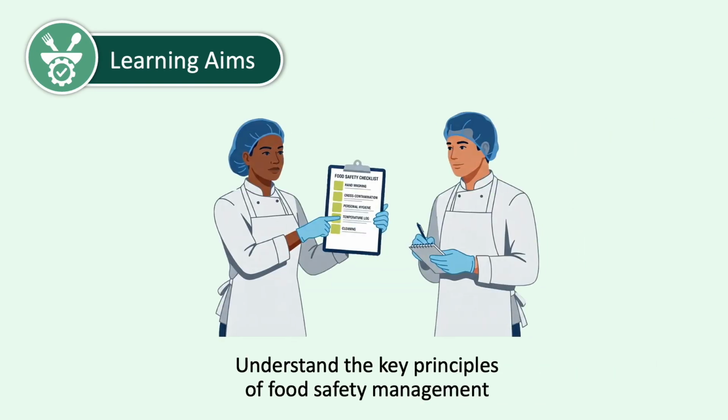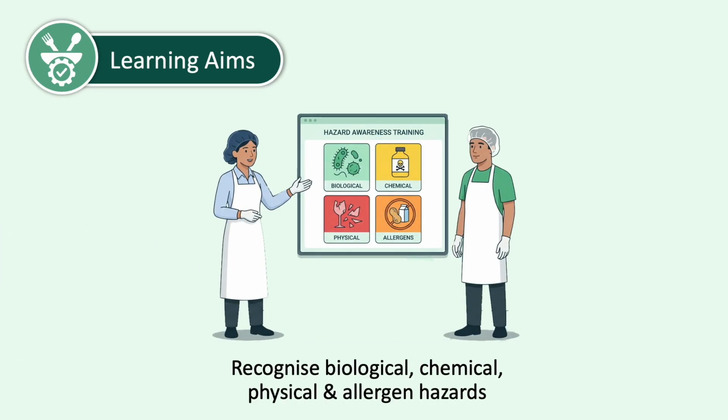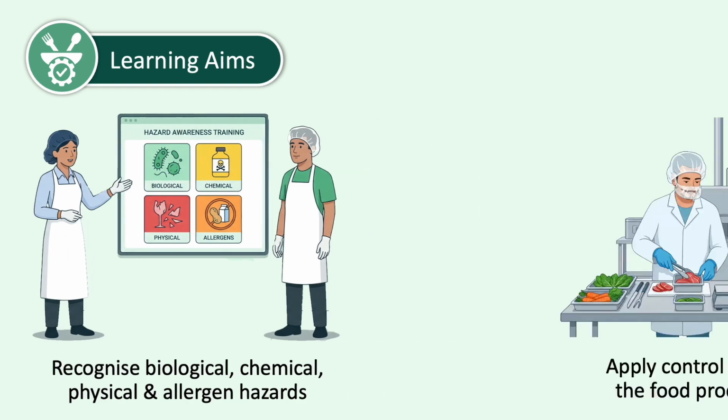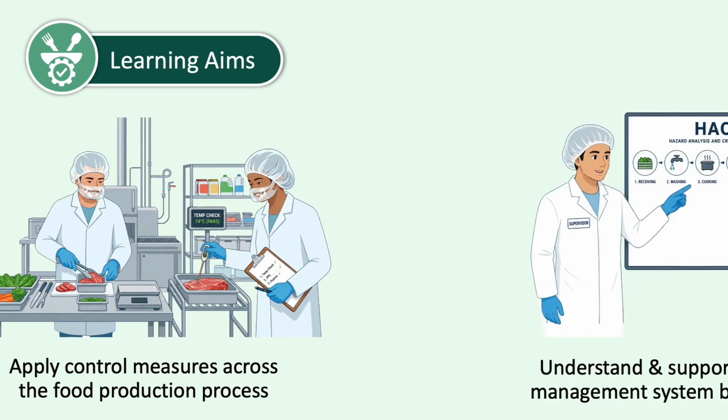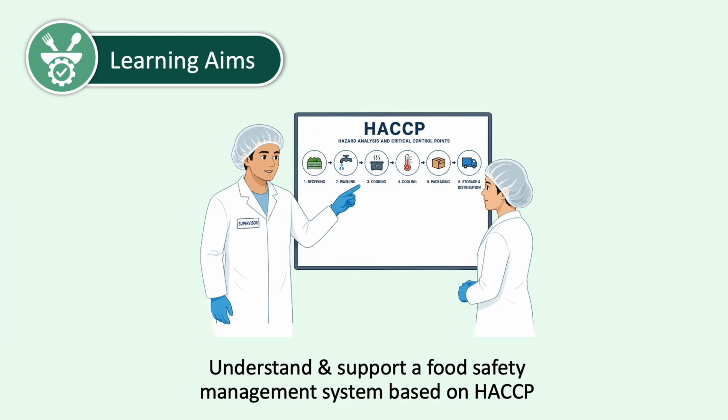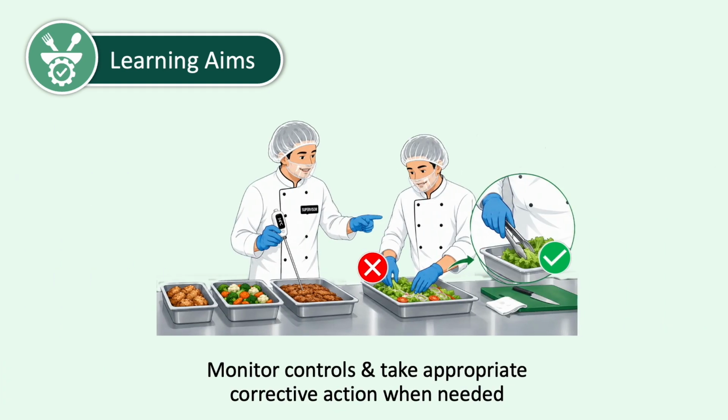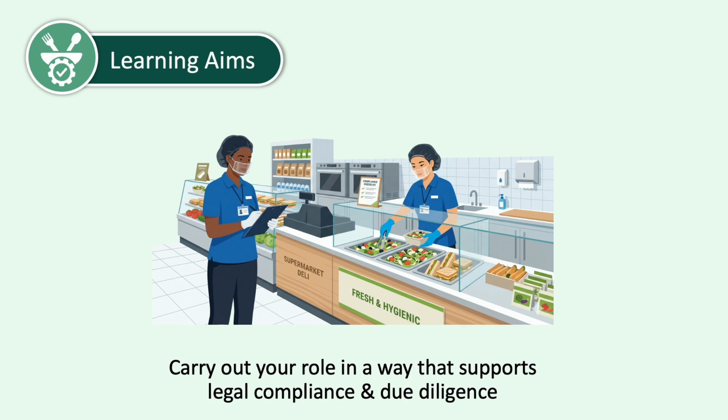By the end of this course, you will be able to understand the key principles of food safety management, recognize biological, chemical, physical, and allergen hazards, apply control measures across the food production process, understand and support a food safety management system based on HACCP, monitor controls and take appropriate corrective action when needed, and carry out your role in a way that supports legal compliance and due diligence.